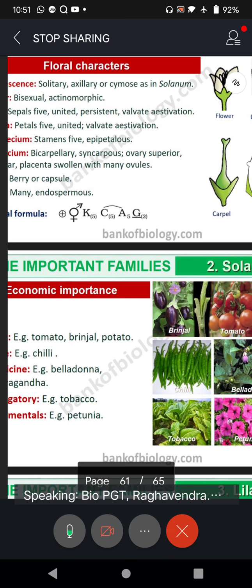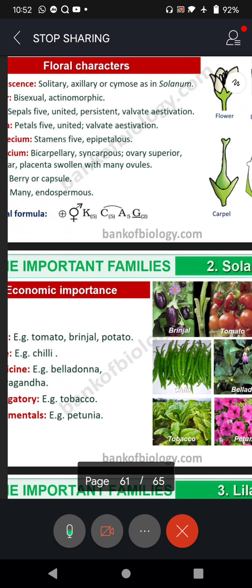Put the bracket. Suppose you pick up another flower in your home today. Whichever flower you like, you just compare it with this floral formula. Is it actinomorphic or zygomorphic? Is it staminate flower, pistillate flower, or bisexual flower? What about K? How many sepals are there? Are they united? If they are united, put within bracket. If they are not united, simply put number 5, 6, 7, 4, 3, like that.